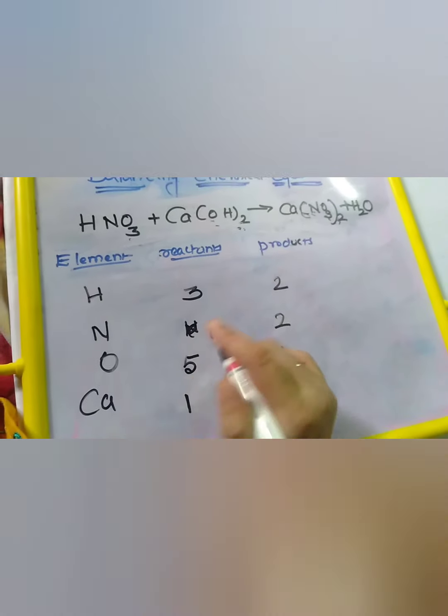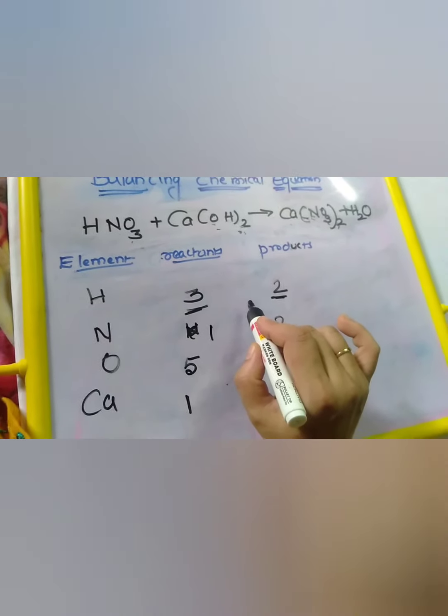See, is this balanced? No, it's not balanced. Now we have to balance. First let us start with H. Here 3, here 2. Which is the nearest even number? It is 4. Let us make this an even number, 4.